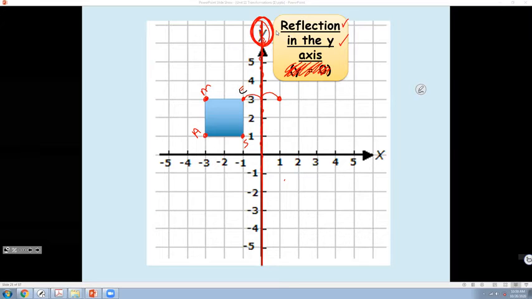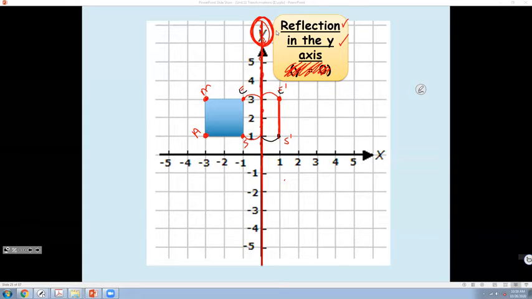Yes. And you see that the mirror line is now in the middle, right in the middle of E and E prime. How about S? How many units is it away from the mirror? 1. So go 1 unit to the right. What is that called? S prime. Thank you. How about the rest of that?